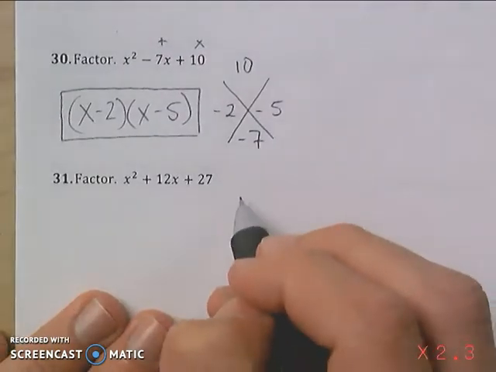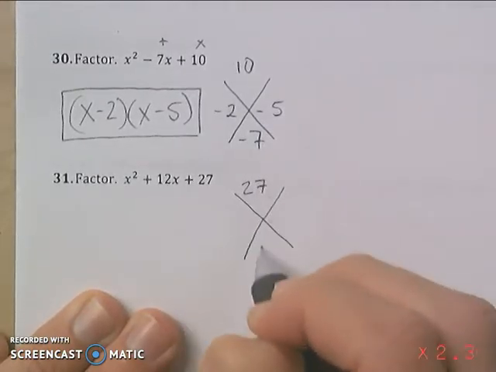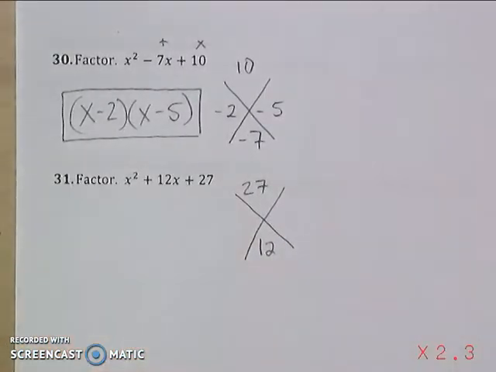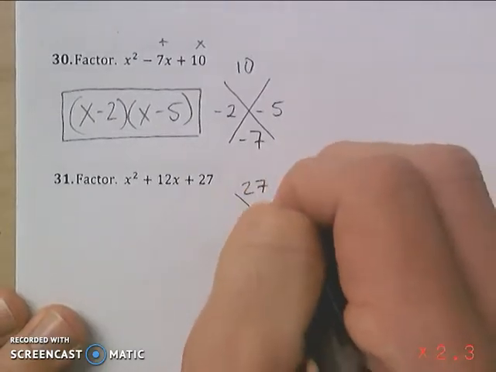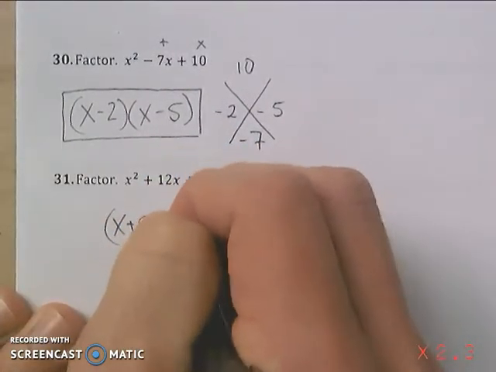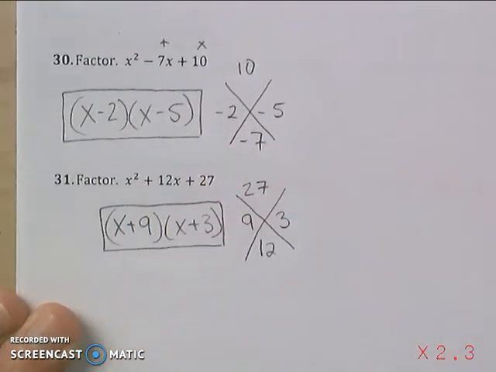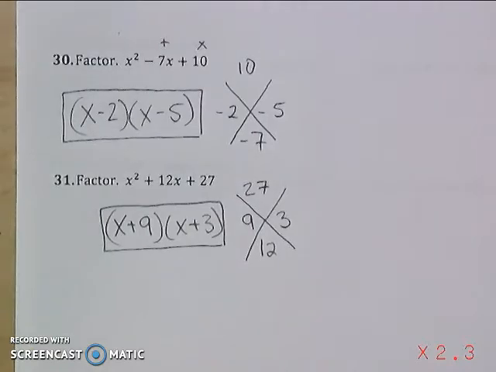All right, so 31, again, we have x factoring. We get 27 and 12. Got to think of numbers that would go into 27 and 12. I'm thinking 9 and 3 might do it. And you guys would all agree with me, I'd assume. Yes. Thank you for the support, one person. And there we go. Okay, so x factoring, once you get the hang of it, is pretty quick, but sometimes takes a little bit of time.